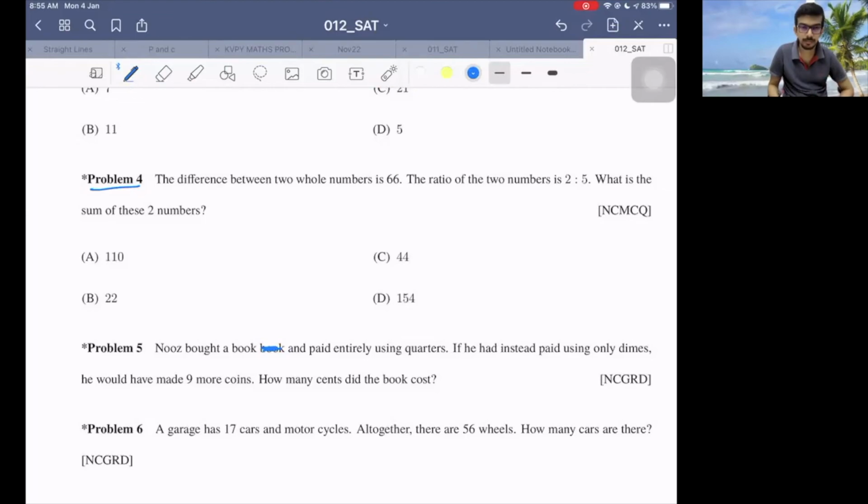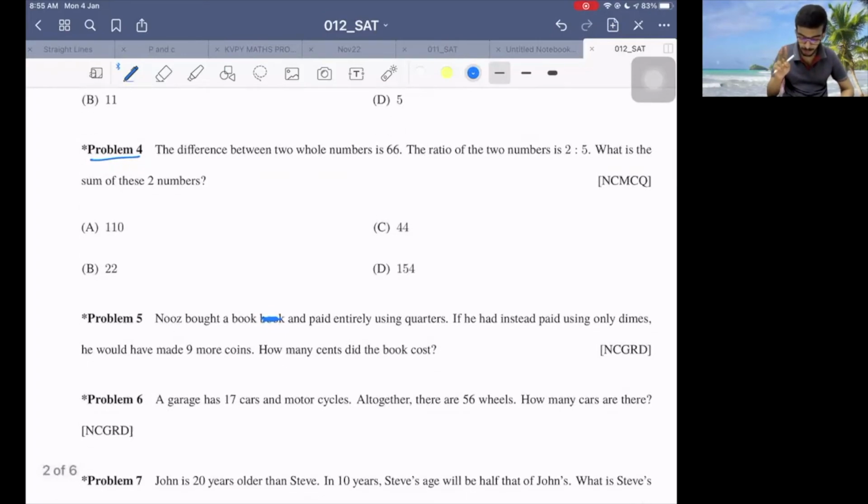Good. See, the difference between two numbers is 66. The ratio of the two numbers is 2 is to 5. Listen carefully. If the ratio of two numbers is 2 is to 5, it does not mean that the numbers are 2 and 5. The numbers can be 2 and 5, or 4 and 10, or say, 6 and 15. You just need to have the ratio as 2 is to 5.